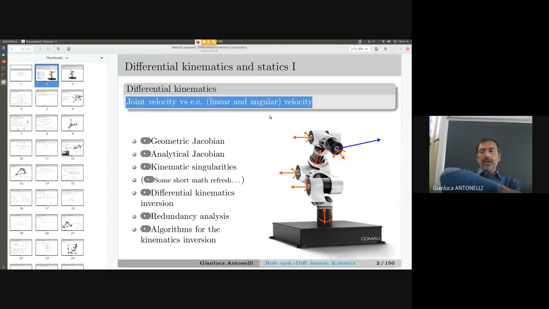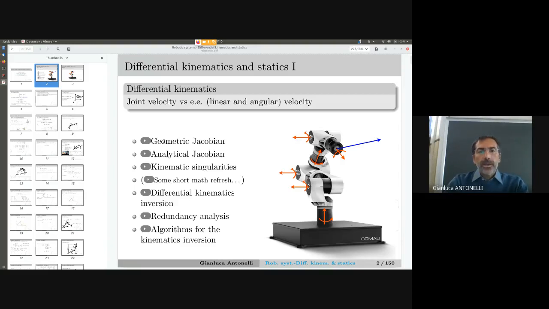Okay. So clearly, the velocity changes depending on the configuration of the robot, because this vector is always in a Cartesian space. If I change the first joint and I move the second, the vector goes in another direction. We should find a way to mathematically represent this intuitive concept. And we will see that the mathematical instrument that we will develop is the geometric Jacobian.